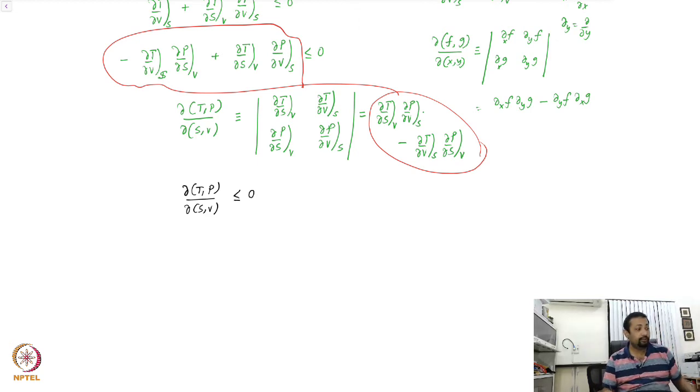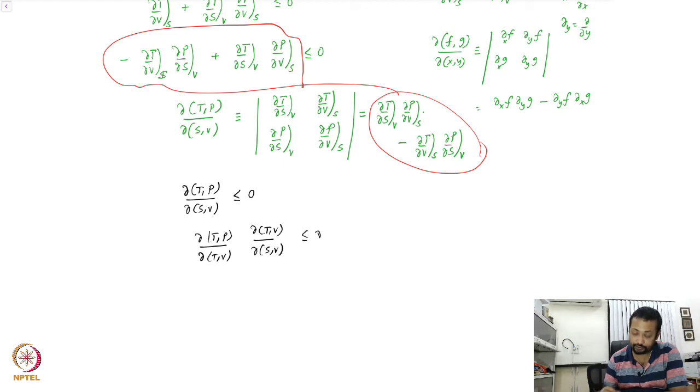What can we do now? I know how to manipulate Jacobians. So I'm going to write this as del of (T, P) divided by del of (T, V), times del of (T, V) over del of (S, V), must be less than or equal to 0.